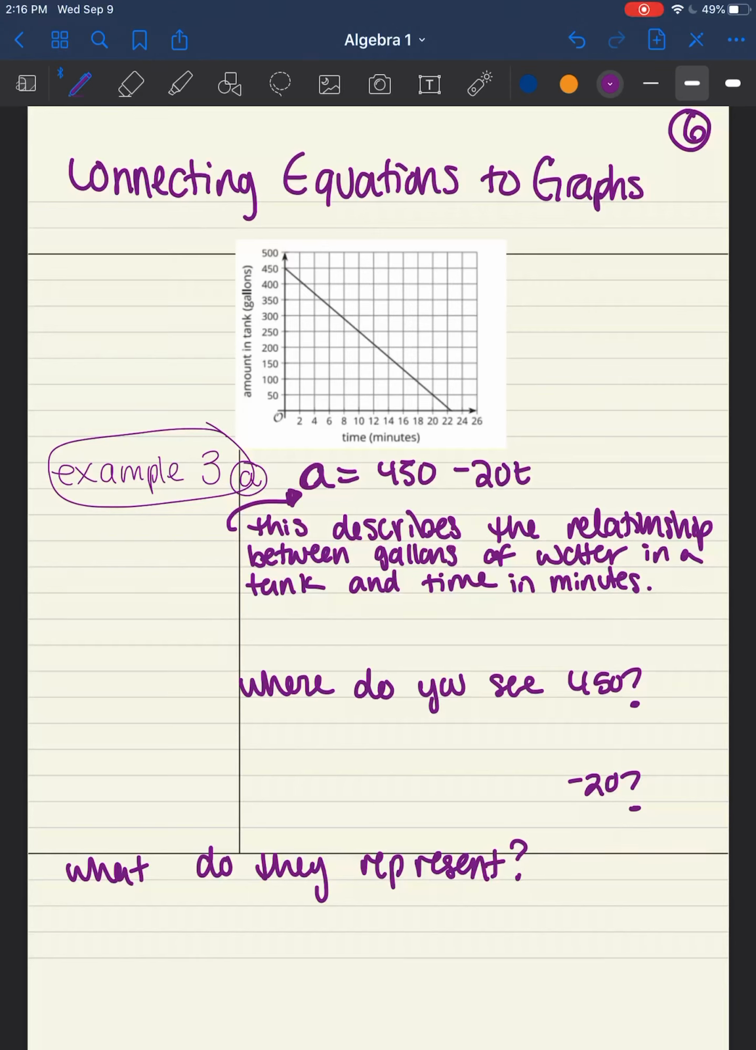Okay, I just wanted to go back over this example. A student asked for a quick video of it, so hopefully this helps in case you missed any information in the Zoom. So we've got this equation here, and it says A equals 450 minus 20t.